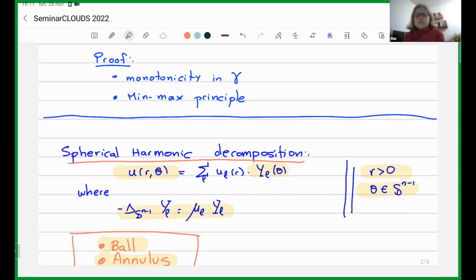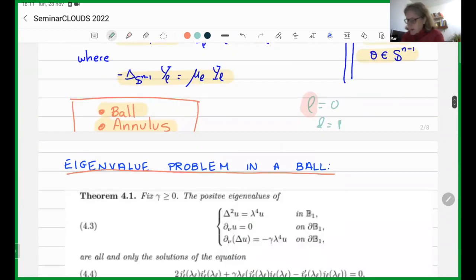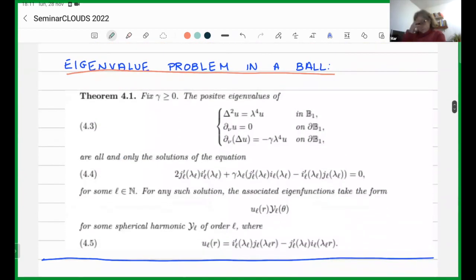Just remember that the mode L equals 0 corresponds to the radially symmetric eigenfunctions, and for the mode L equals 1, there is one spherical harmonic for each coordinate. Anyway, with this notation, we can now solve the eigenvalue problem explicitly in the ball case.